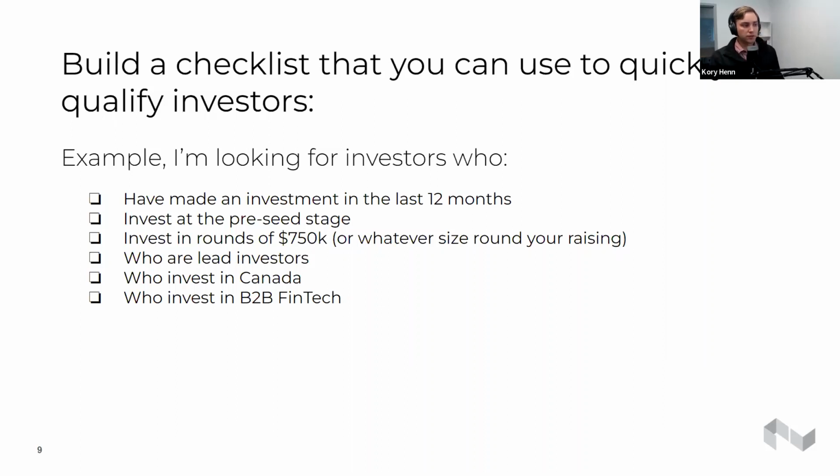So we're going to be looking for firms that have made an investment in the last 12 months. We're going to talk about that a little later in the presentation. We're going to be looking for firms that invest at the pre-seed stage. We're going to be looking for firms that invest in rounds of $750,000. Now, the reason why we have this criteria in there is because round titles mean many different things to many different people in many different markets.